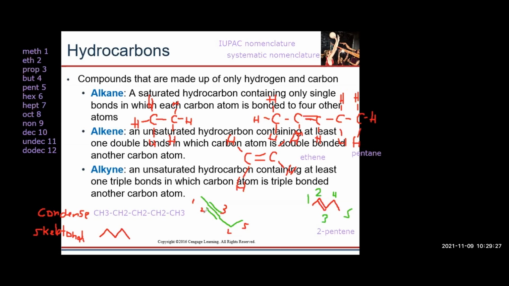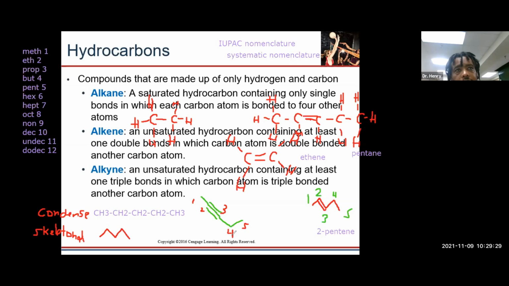So if we go to name this compound, it has 5 carbons. That's 1, 2, 3, 4, 5. So it has 5 carbons. So that would be a prefix of what? Of pent. Pent, again, okay.